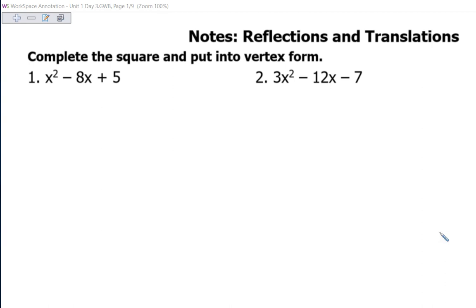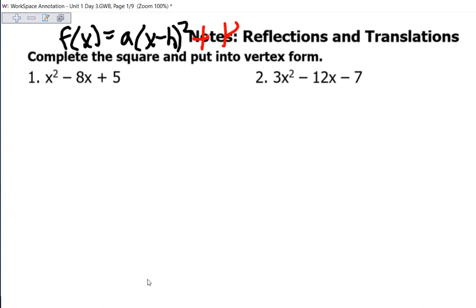So when we're talking about quadratics, vertex form is f of x equals a, x minus h squared, plus k. So there's vertex form: f of x equals a, and in the parentheses is x minus h, and x minus h is squared, and then we have plus k at the back.